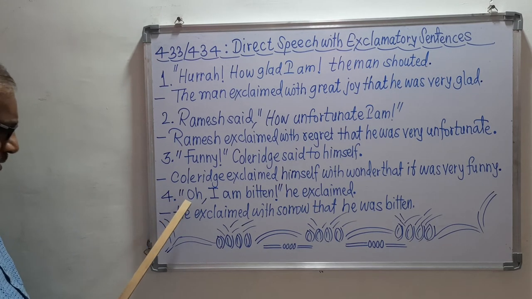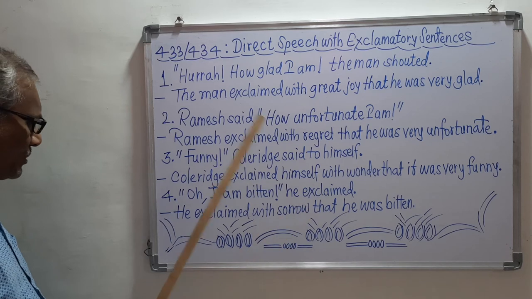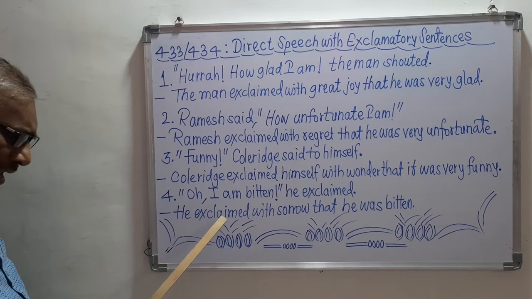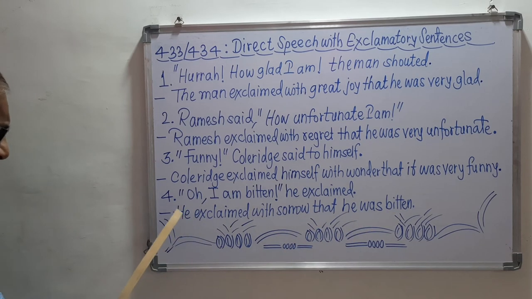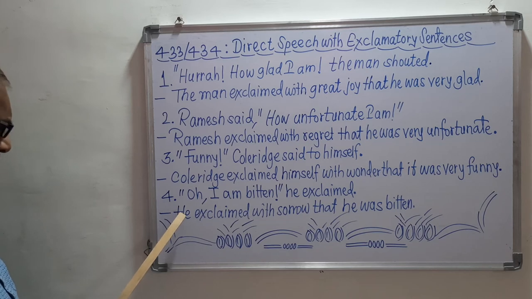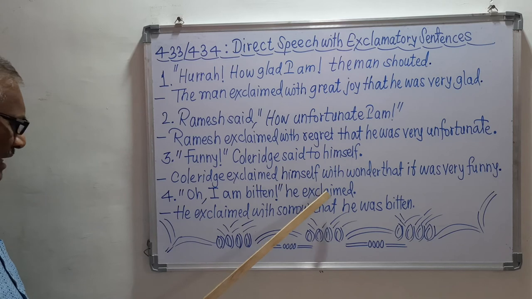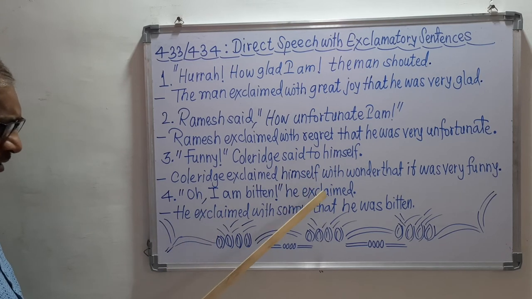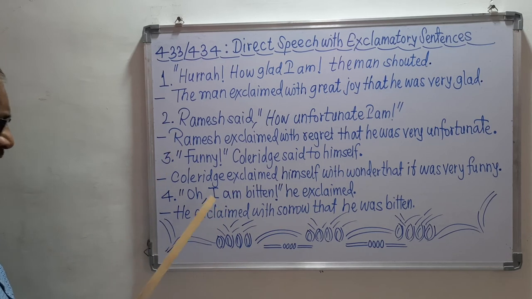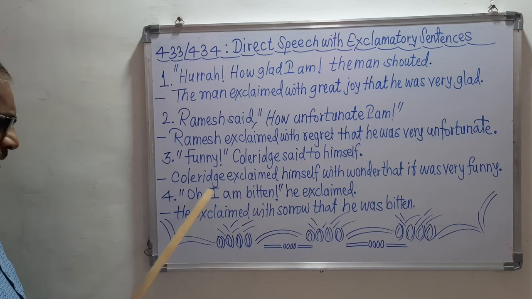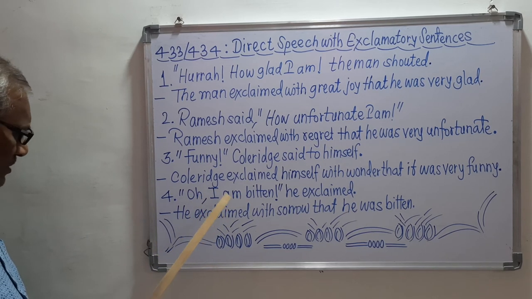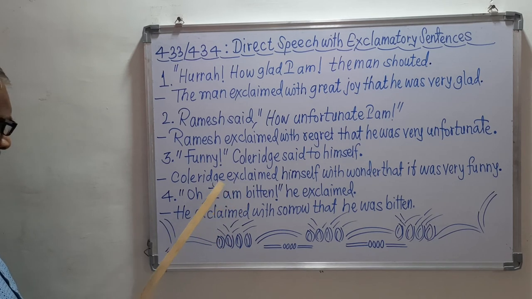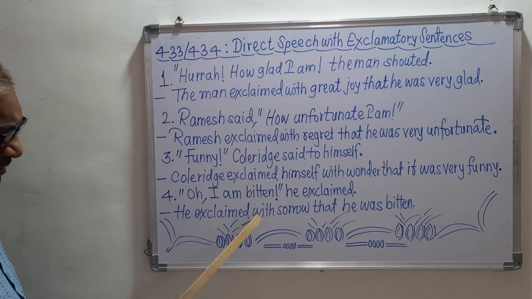Now the fourth example is: "Oh, I am beaten," he exclaimed. Remember, the answer is: he exclaimed with sorrow that he was beaten. So remember, here I took he, because it is the subject or the speaker, and so I have taken it as it is. Then I have taken exclaimed, because it is ready-made here, so if it is exclaimed, then we should take the same exclaimed. Then I have taken with sorrow, because the meaning of this sentence I am beaten is that there is sorrow in the mind of the speaker, and that's why I have taken with sorrow.